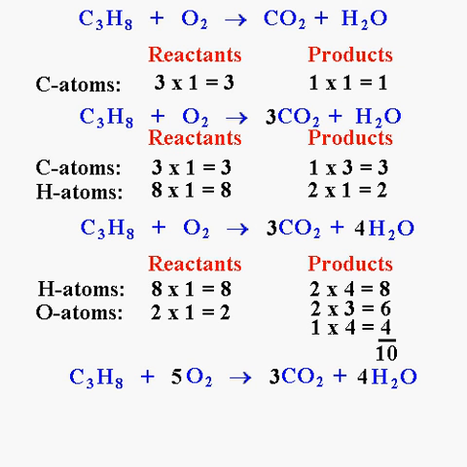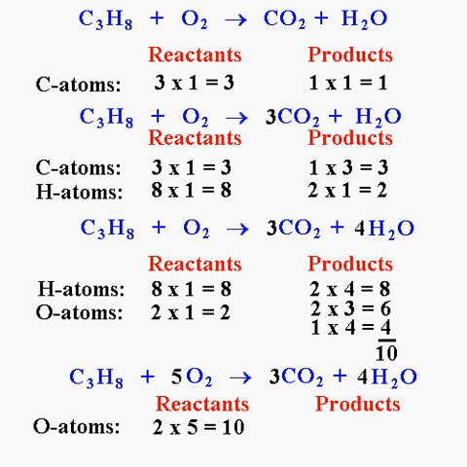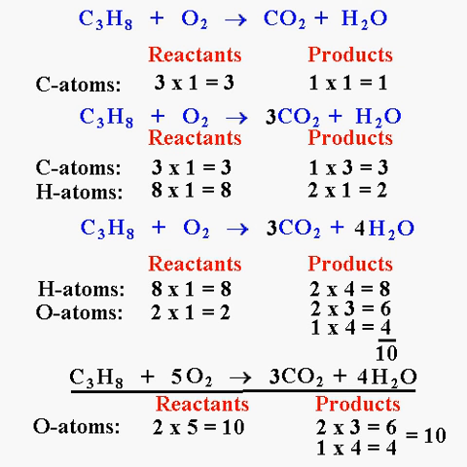When I do that, and then I look at the number of oxygen atoms on the reactant side of the equation, I have 2 times 5, or 10 oxygen atoms on the reactant side of the equation. The product side hasn't changed. I have 2 times 3, or 6 oxygen atoms coming from the CO2. I have 1 times 4, or 4 oxygen atoms coming from the water. That's a total of 10 oxygen atoms. So my oxygen atoms now balance. That means the entire reaction is balanced because every kind of atom is balanced. So the final reaction that's balanced is C3H8 plus 5O2 makes 3 CO2 and 4 H2O.